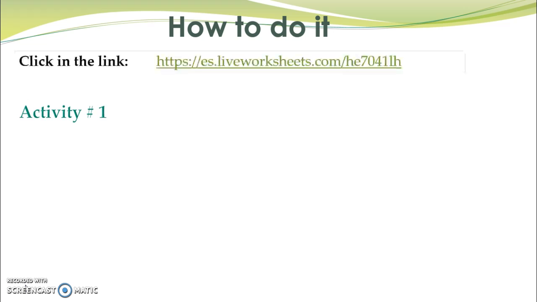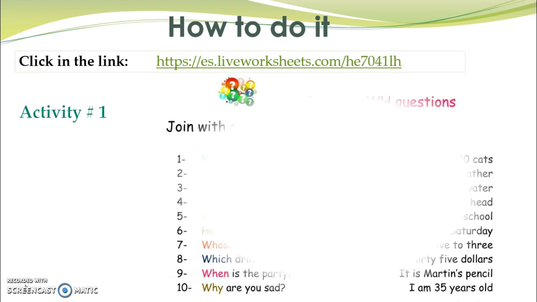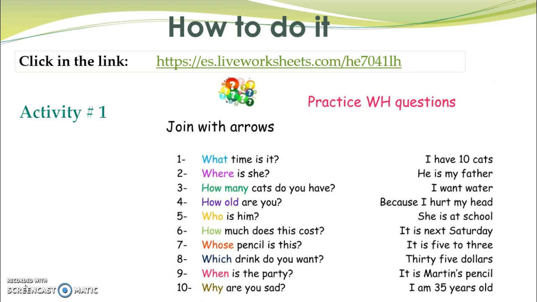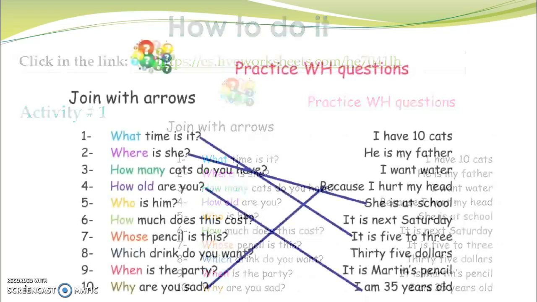Here I have my first activity and we're going to learn how to do it. You have to click on the link that appears and then you will get the practice worksheet. In this worksheet you have to join with arrows or lines the questions that are on your left side. Join them with the answers that are on your right.